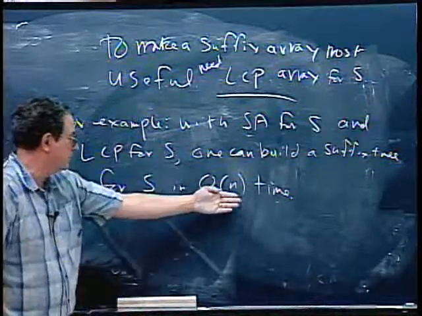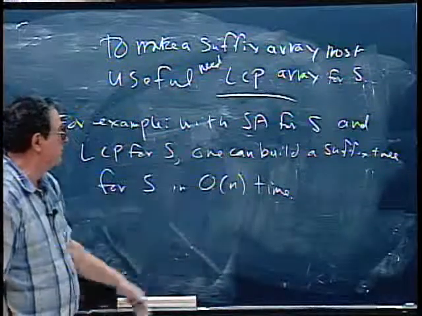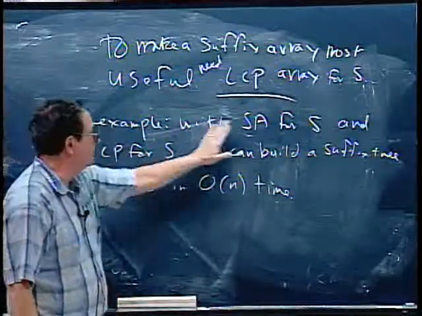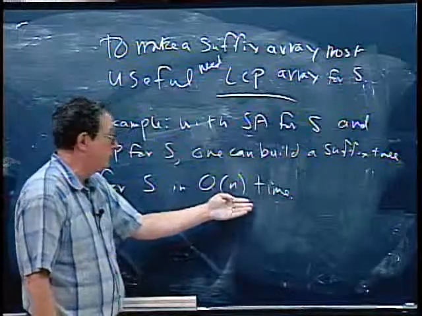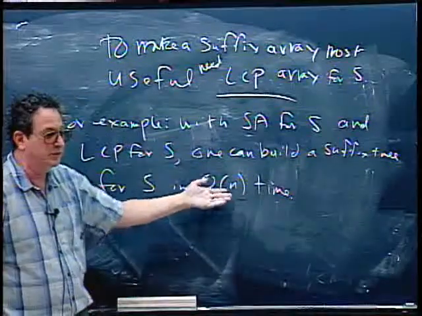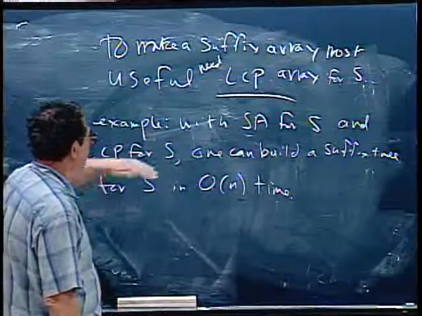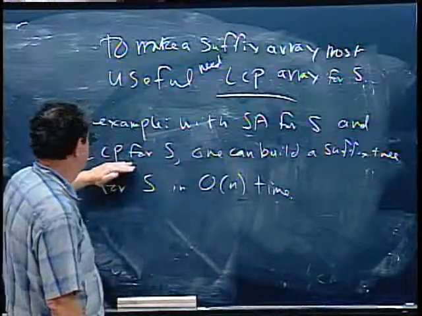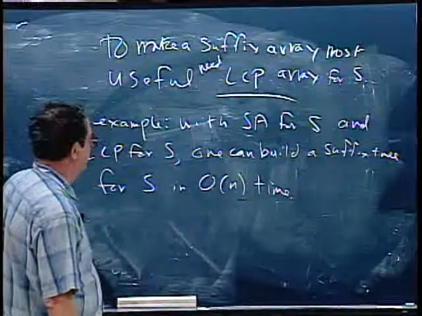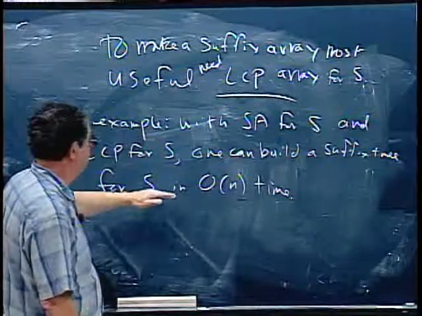Of course, you could always do this. This is a vacuously true statement if I just ignore the suffix array and the LCP and then use the algorithm to build a suffix tree in linear time. But I don't mean that. That would be silly. I mean, with the suffix array and with the LCP array, there's a fairly simple algorithm that can then construct a suffix tree.